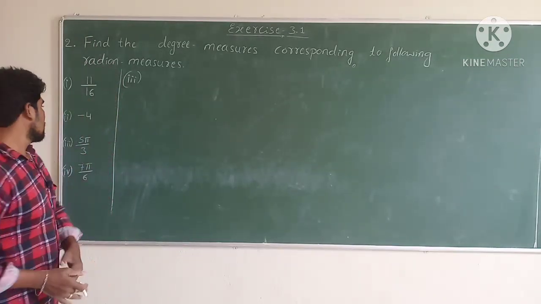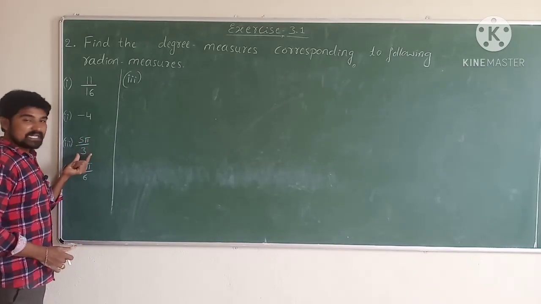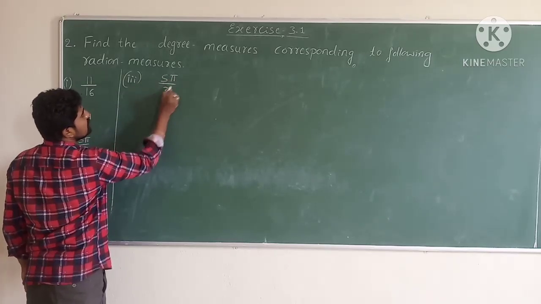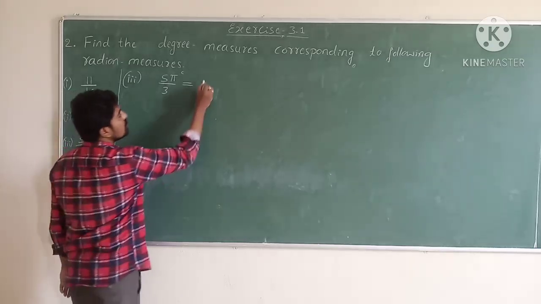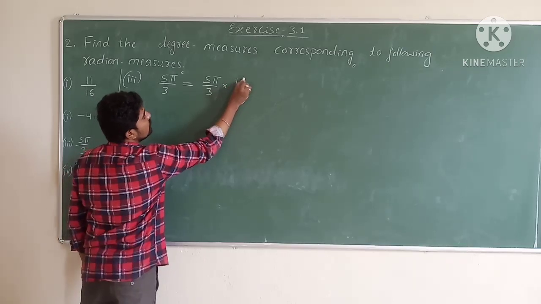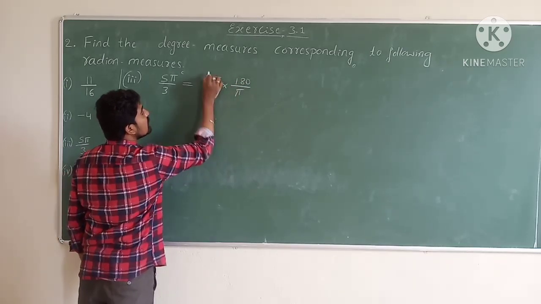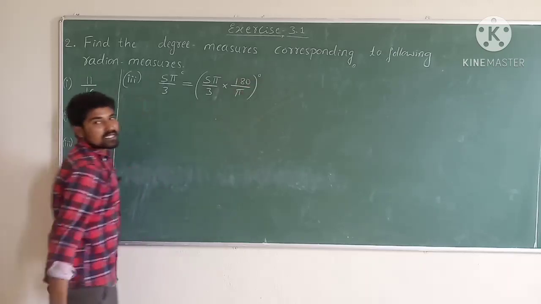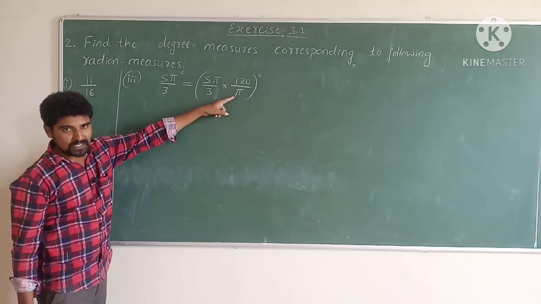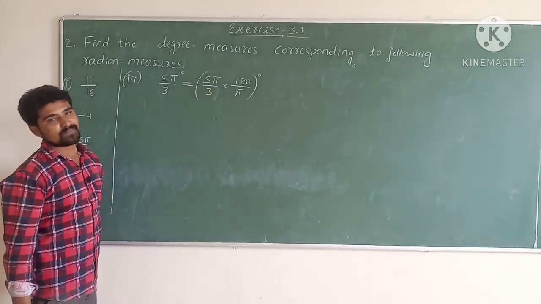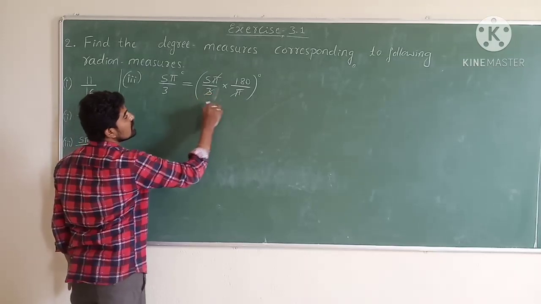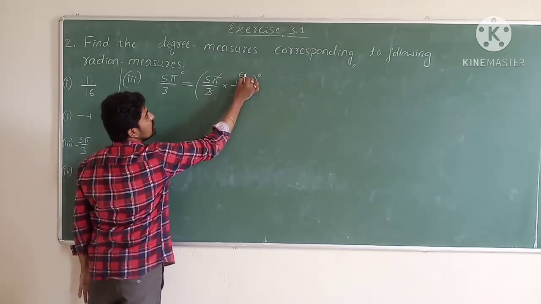So now the next question. The degree measure of 5 pi divided by 3 is. So 5 pi divided by 3 radians is equal to 5 pi divided by 3 into 180 divided by pi degree. To convert radian measure to degree measure, we just multiply the given radian measure by 180 by pi. Now pi and pi get cancelled. 3 ones are 3, 3 sixes are 18 and 0 as it is.